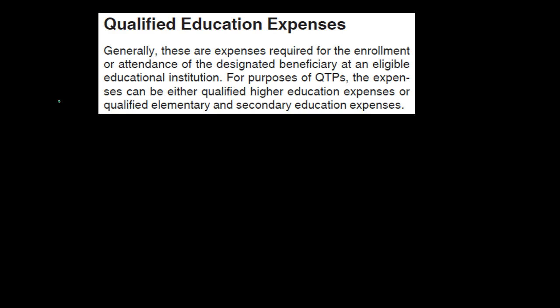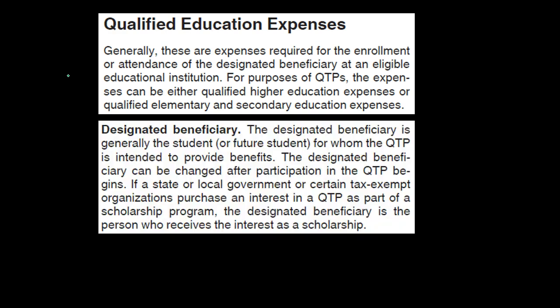What does it mean to be a qualified education expense? Here we go. Generally, these are expenses required for the enrollment or attendance of the designated beneficiary at an eligible educational institution. For purposes of QTPs, the expenses can be either qualified higher education expenses or qualified elementary and secondary education expenses. And now we'll get into the designated beneficiary. So what is a designated beneficiary? The designated beneficiary is generally the student or future student.